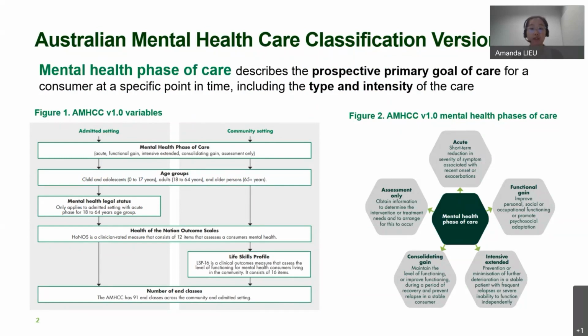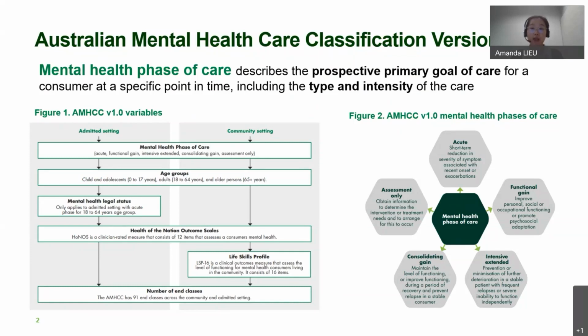For example, the acute phase is selected where the primary goal is to reduce high levels of distress, manage complex symptoms, and reduce immediate risk. Other key variables for the classification include the service setting, so admitted versus community, the consumer's age, the mental health legal status, as well as their HoNOS and LSP16 scores, both of which measure the health and social functioning of people with mental illnesses.